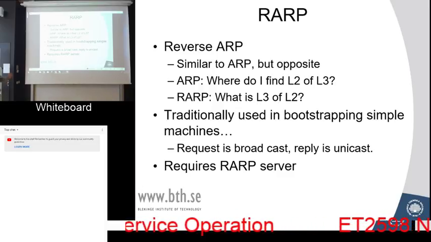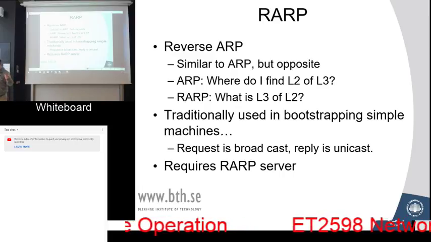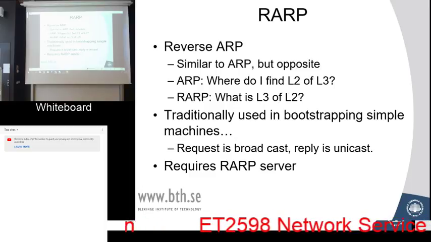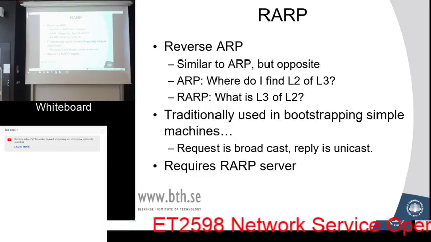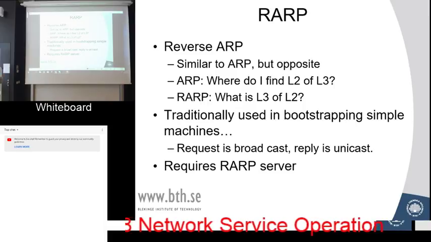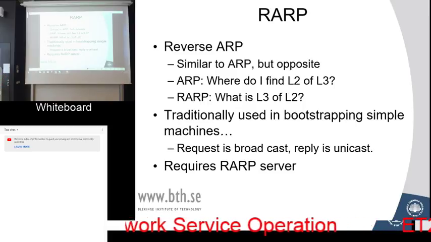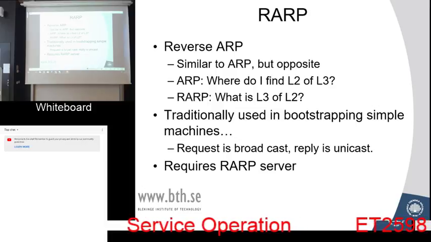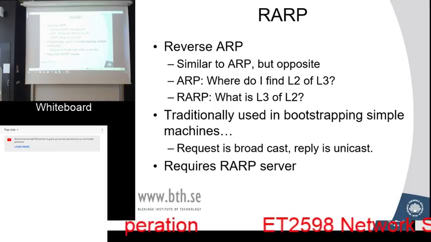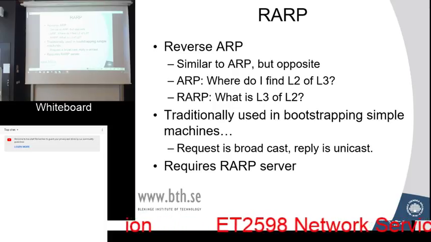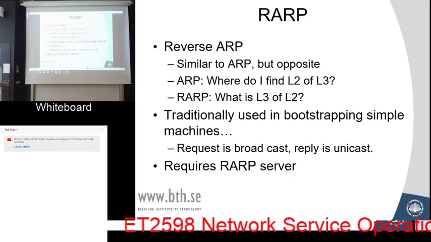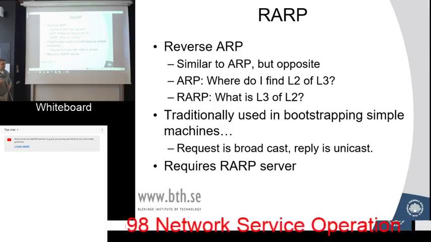The request, as I said, is broadcast just like ARP. The reply is unicast, just like ARP. The difference is that this requires you to set up a RARP server on your network, compared to ARP, which is natively included in your IP stack. So it requires additional infrastructure in your network. And this is for matching layer 2 to layer 3.